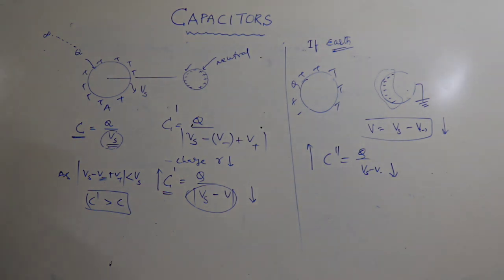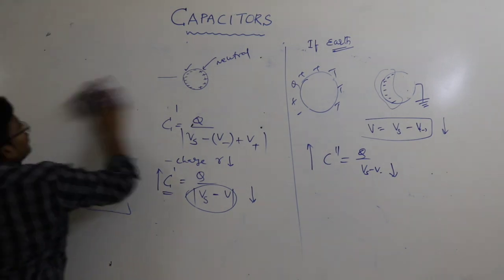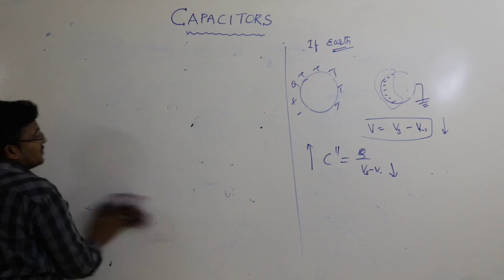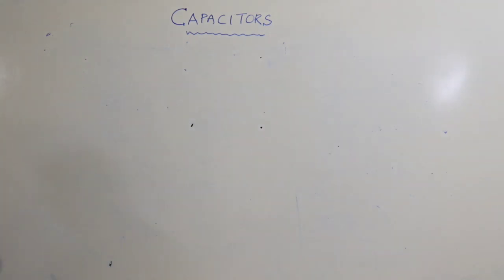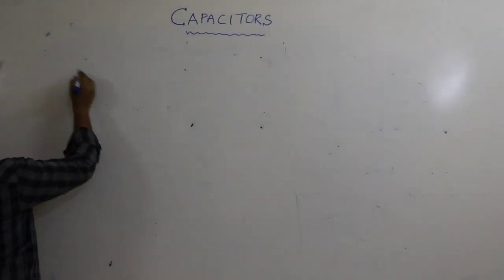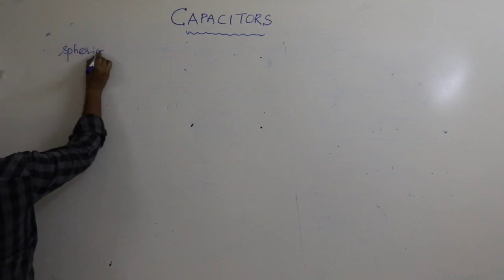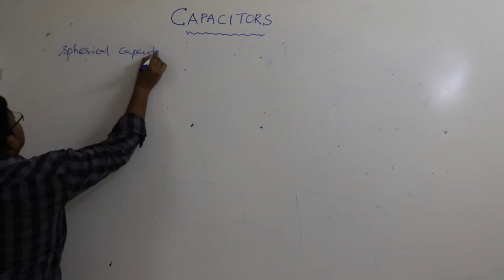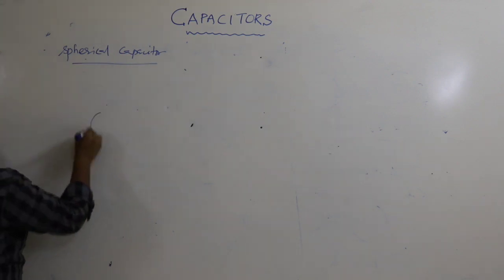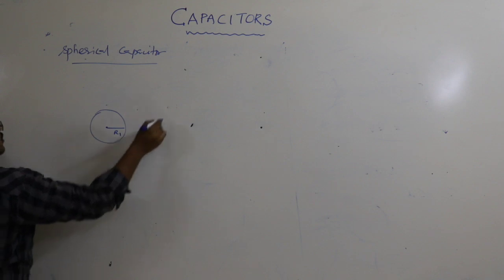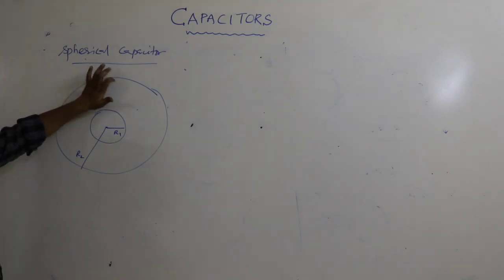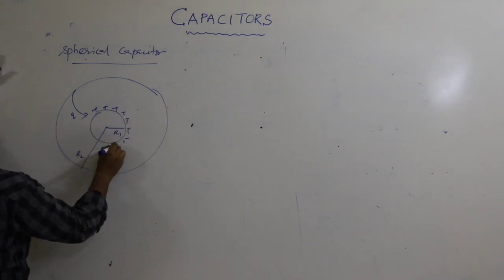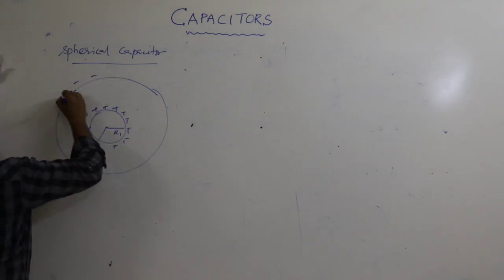Okay. Now we will see different types of capacitors. So, the spherical capacitor. Sir, what is a spherical capacitor? Take two hollow spheres of radius R1 and radius R2. To the inner sphere I am giving a charge Q, so that this becomes plus and this becomes minus.